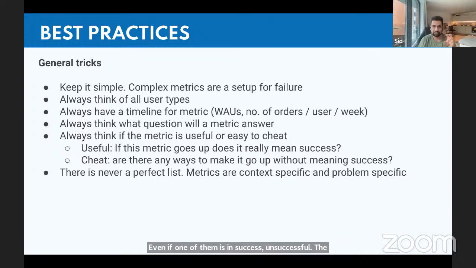Let's say, if your delivery riders become so unhappy because you're not measuring their success and they churn from the platform, you can't do anything. You have no option to deliver.